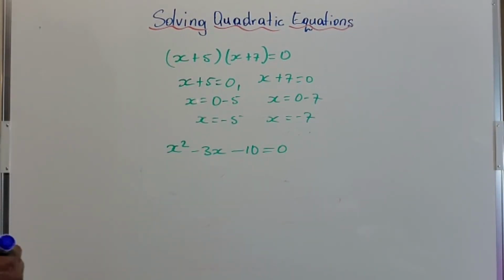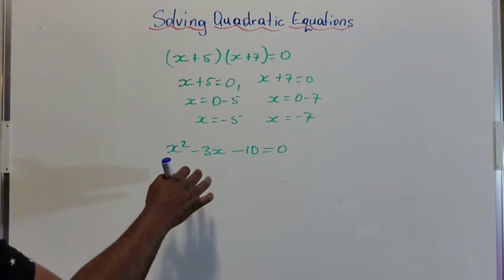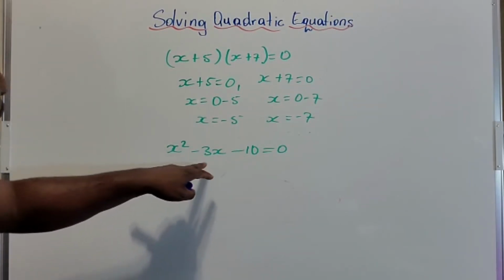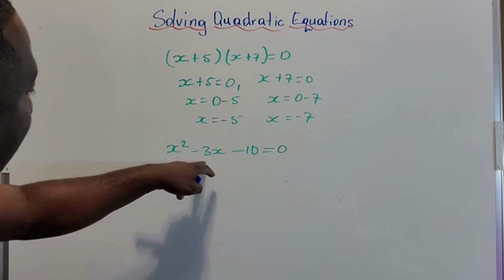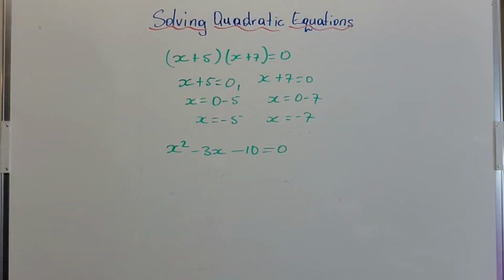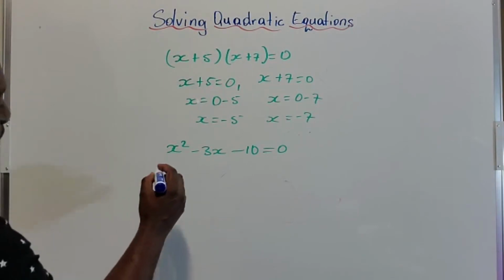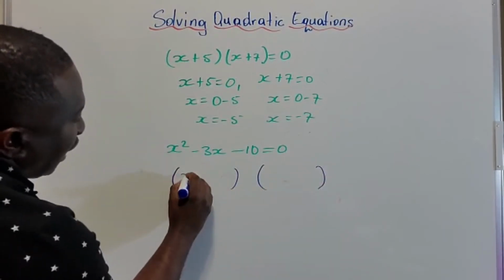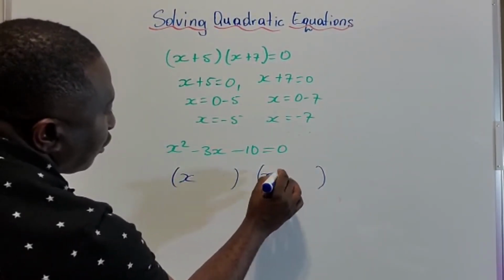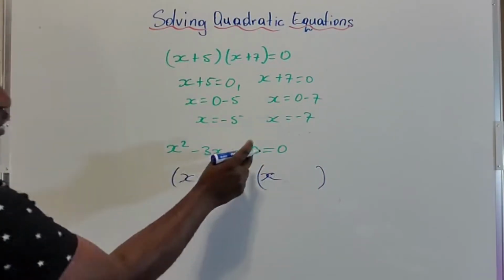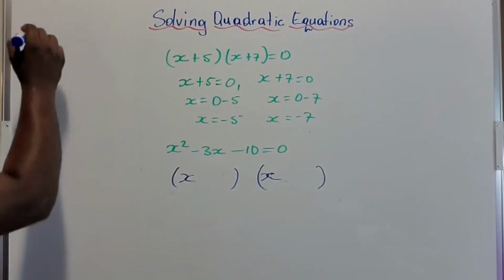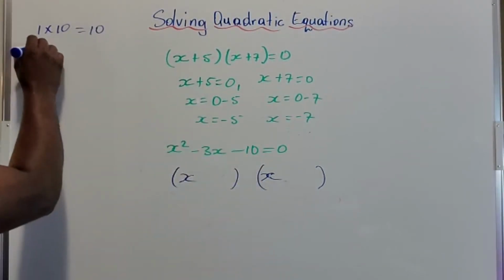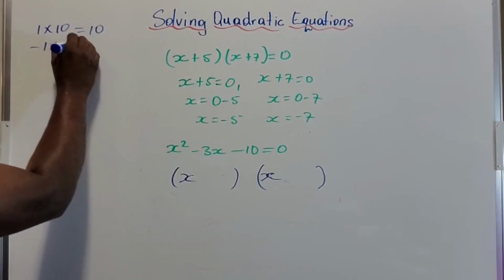So what we'll be doing here, we will be looking for factors of 10, which when we add these two factors, will give us a negative 3. I'm going to be creating my two brackets. So we know that x times x will give us x squared. So let us list some factors of 10. So 10 times 1 will give us 10. That's out. We need a negative 10. 1 times negative 10, or negative 1 times 10, will give us a negative 10.